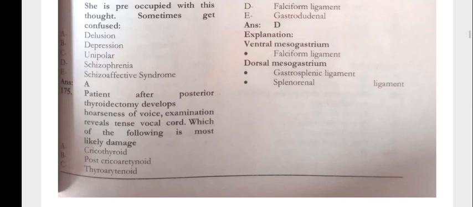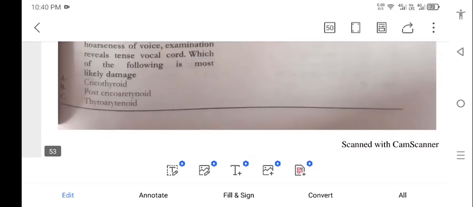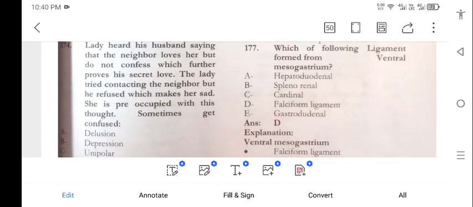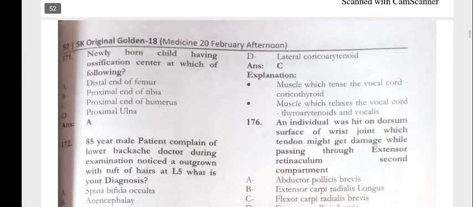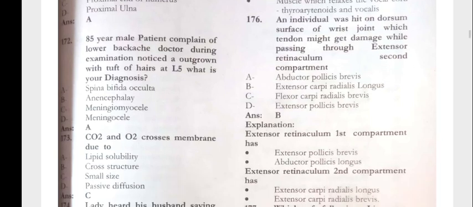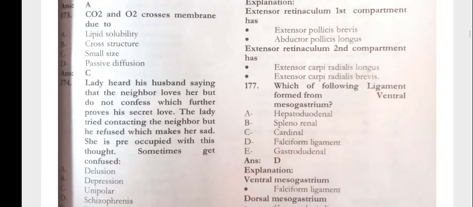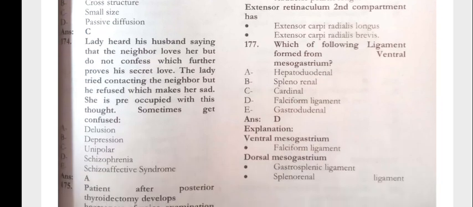The patient after posterior thyroidectomy develops harshness of voice. Examination leads to attempts focal. Which of the following is the most likely damage? That must be the posterior cricoarytenoid, that is in fact thyroarytenoid. Next, individual was hit on the dorsal surface of the wrist joint. Which tendon might get damaged while passing through the extensor retinaculum? Second compartment, that is extensor carpi radialis longus. Which of the following ligament formed from the ventral mesogastrium? That is a falciform ligament.